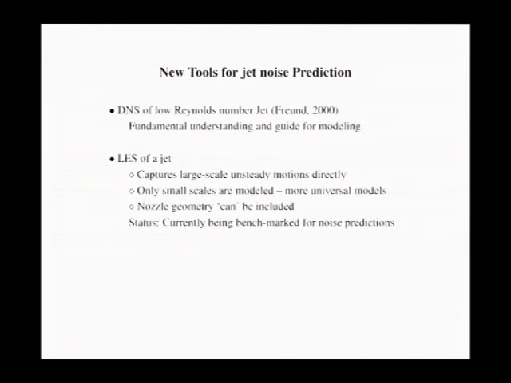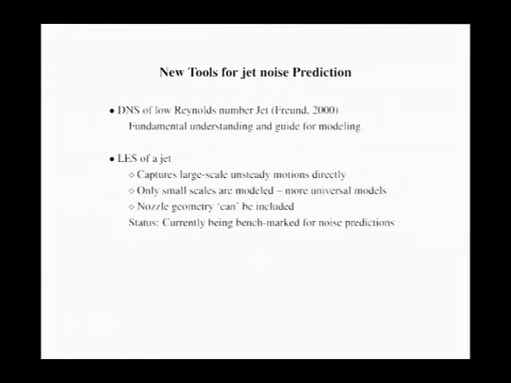Only the small scales need to be modeled, and there is good hope that models of the small scales, because small scales tend to be universal, can be more robust and less dependent on the details. Nozzle geometry can be included in the calculations. This is where current work lies, of including the nozzle geometry, so that how the turbulent energy-containing motions are impacted by the nozzle geometry can in fact be calculated as a result.